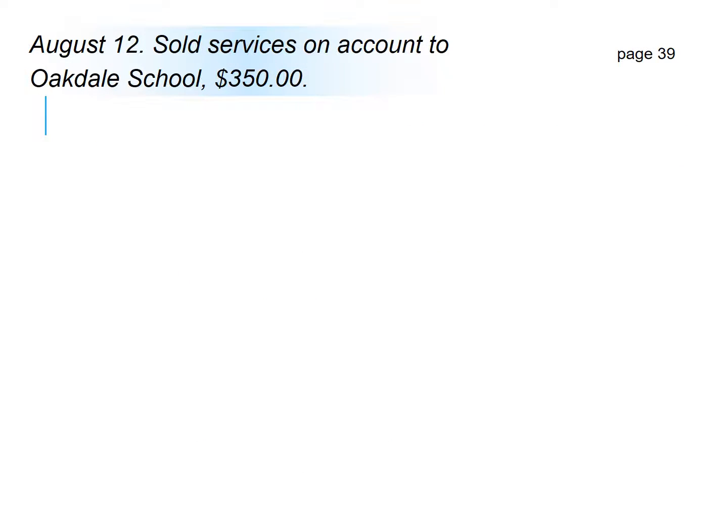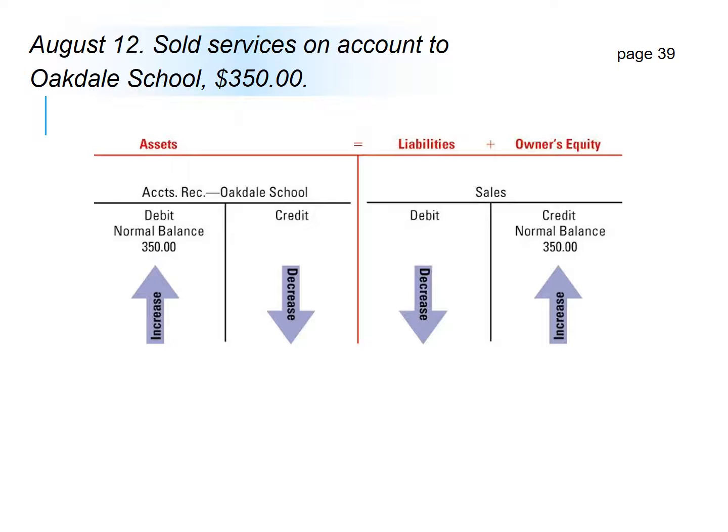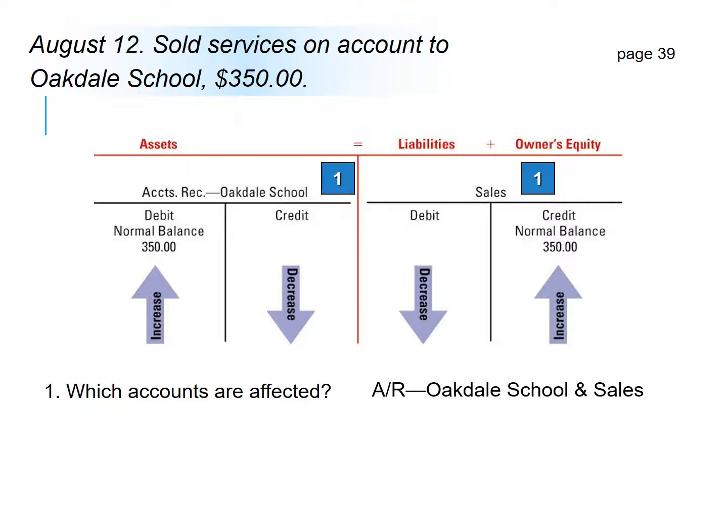August 12th, sold services on account to Oakdale School, $350. Which two accounts are affected? Sold services, we know that our sales account is affected. How did we sell it? On account. So accounts receivable will also be affected. So we have accounts receivable, Oakdale School, and sales. How is each account classified? We know that accounts receivable is an asset, sales is owner's equity.